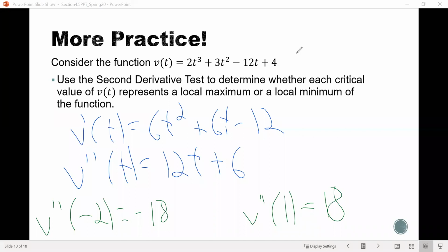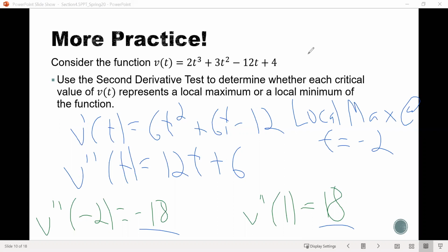So notice for the first one here, we had a negative value, which means that the function is concave down there, which means we're going to have a local max at t equals -2. And then for the value 1, the value was positive, so we know that it's going to be concave up, which means we have a local min at t equals 1. Okay.